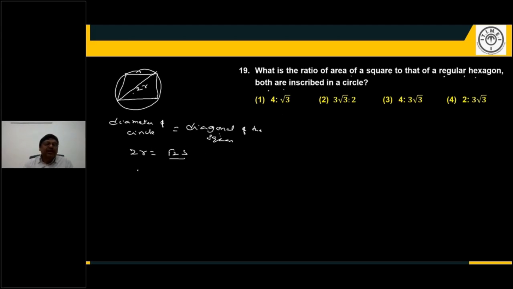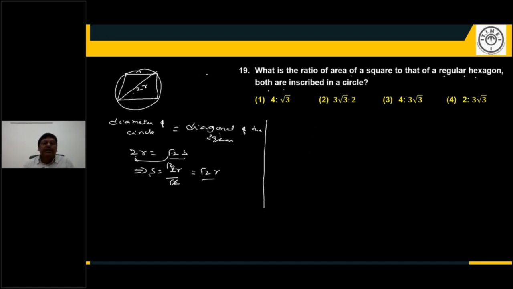So what is the side of the square here? Root 2 comes here: 2r by root 2. Root 2 times root 2 cancels, so the side is root 2 into r. Students, this is about the square.